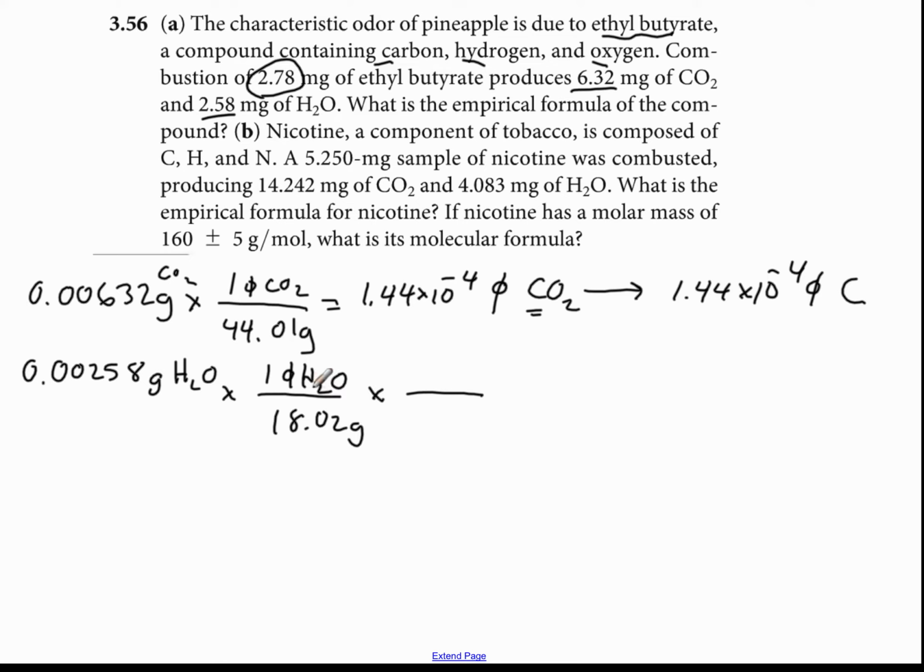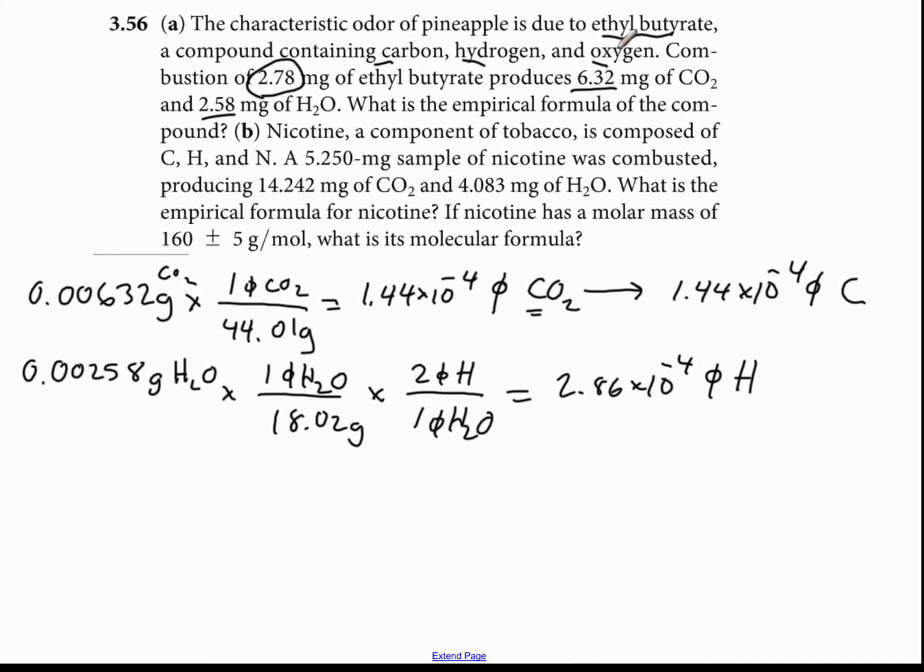And then once we've got there, we're going to add another step here, because there's two atoms of hydrogen in every 1 mole of water, so there would be 2 moles of hydrogen. So I'm going to put 2 moles of H up here, and then 1 mole of H2O down here. When I finish this, what I end up with is 2.86 times 10 to the negative fourth moles of H.